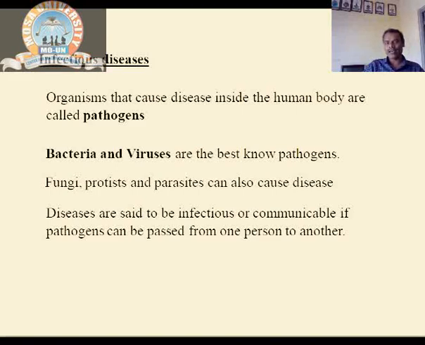There are three things that make infectious disease. One is pathogens, another is bacteria, third is virus. So the pathogens enter into the human body and create infectious disease. Both bacteria and viruses are the best known pathogens. These bacteria and viruses enter through either direct or indirect mode. In the same way, fungi, protists and parasites can also cause diseases like bacteria and viruses. These are considered pathogens. So these diseases are said to be caused either by pathogens or by fungi, parasites. The diseases are said to be infectious or communicable if the pathogens can be passed from one person to another person.